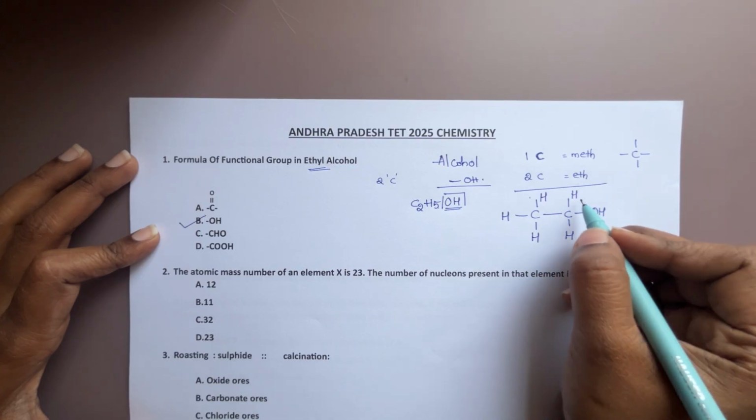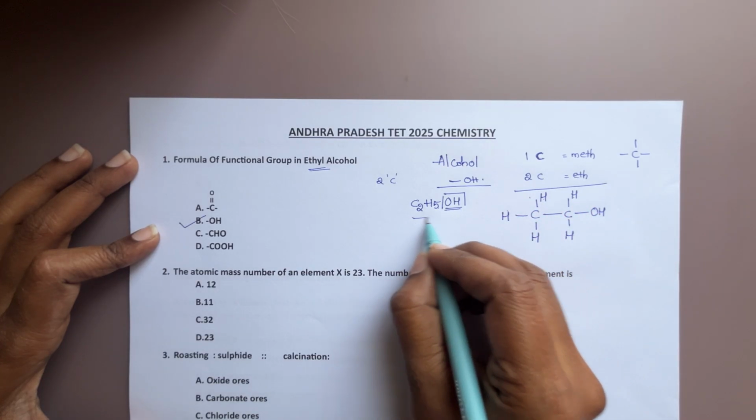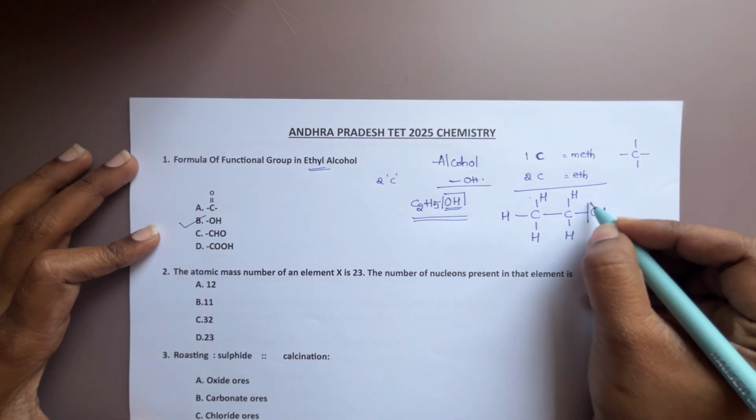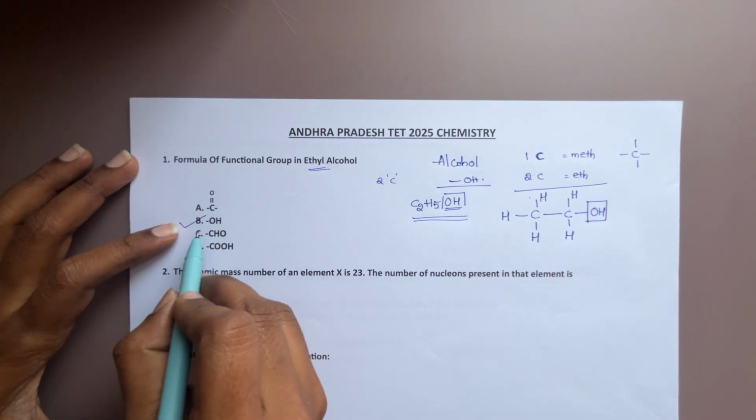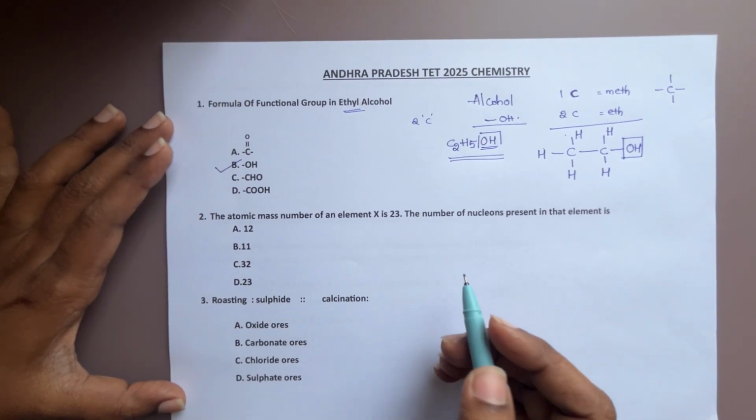C2H5, this is 1, 2, 3, 4, 5, then OH. So that is the formula. The functional group is this OH. So option B is the answer. Likewise, we need to solve such questions.